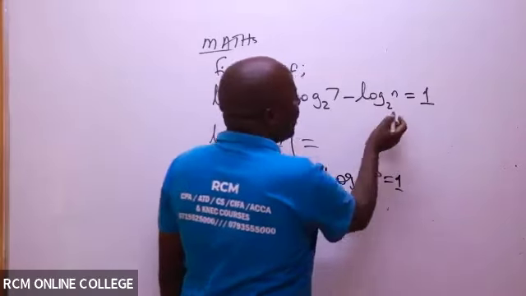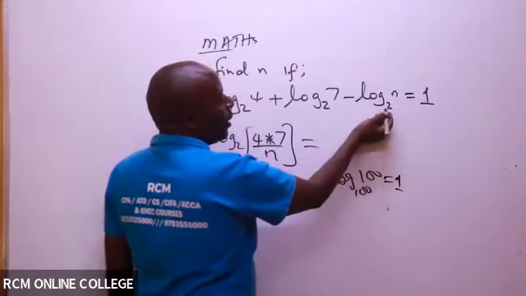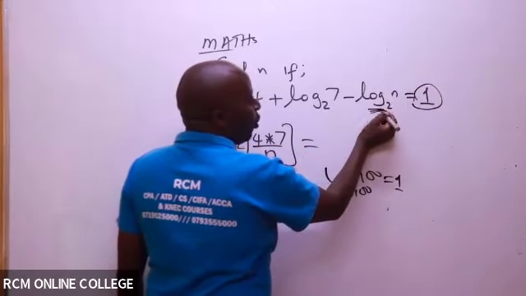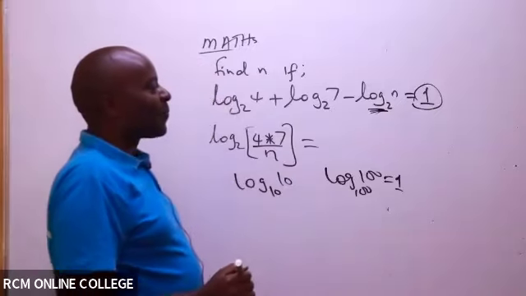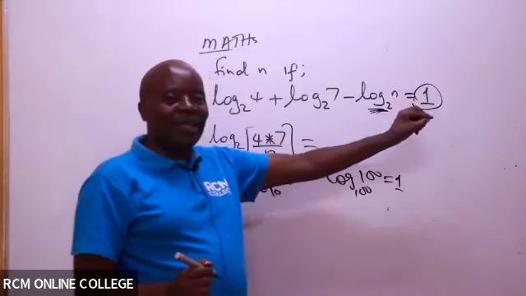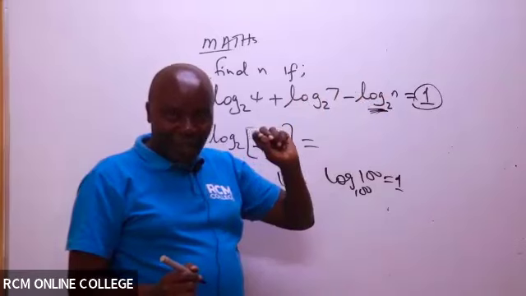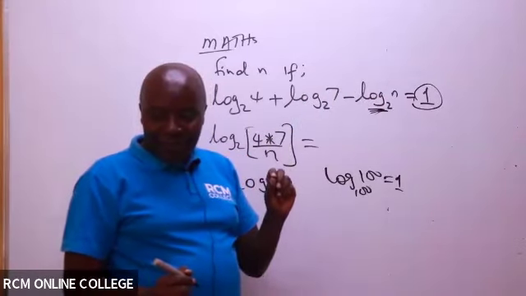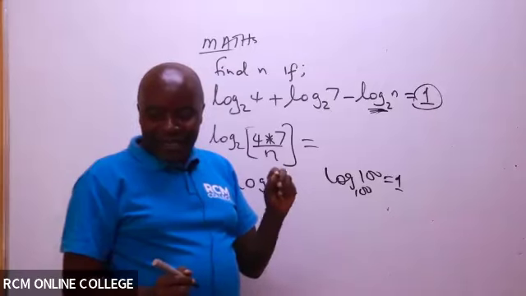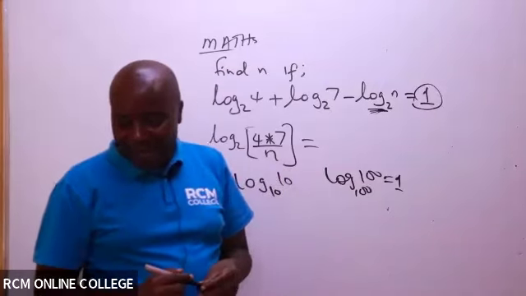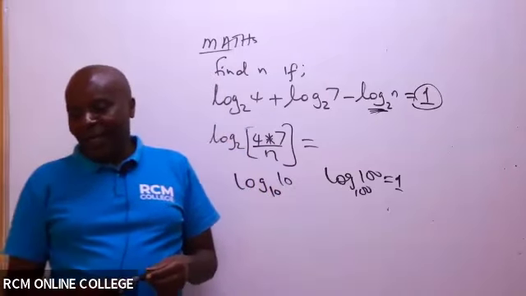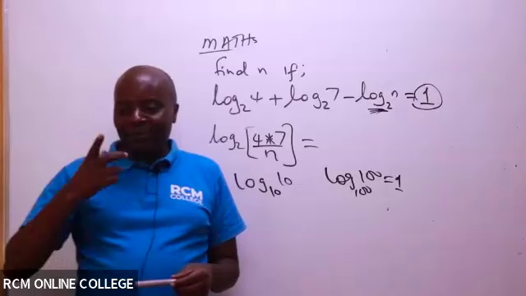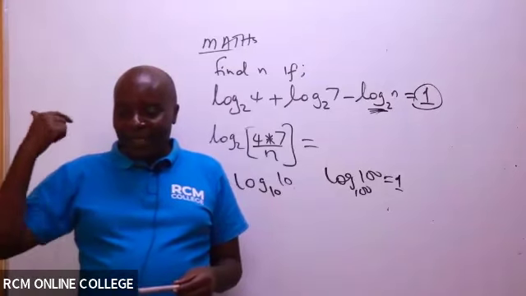So I would want this one to be written in the form of log 2. Instead of writing 1 here, I would want this to be written on the basis of log 2. How will I write this? That 1, I want to write it in the form of base 2. How shall it appear? I want it to be something to base 2.